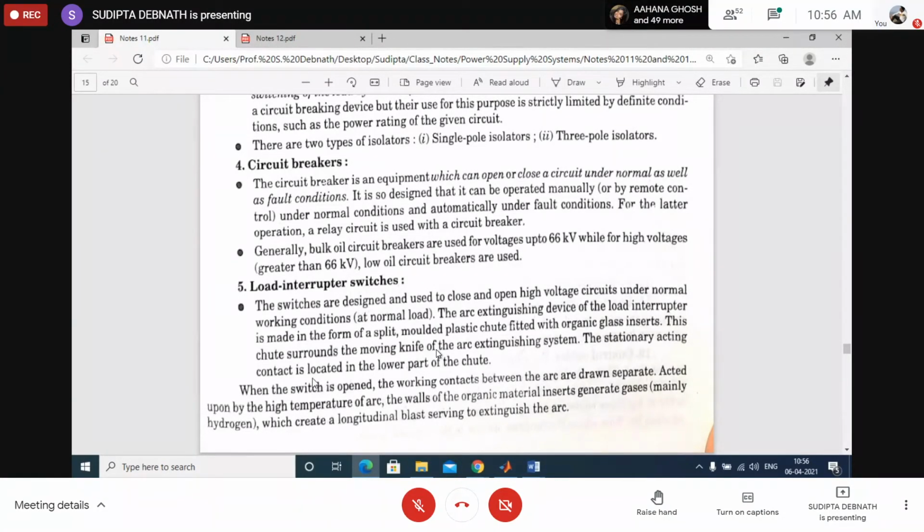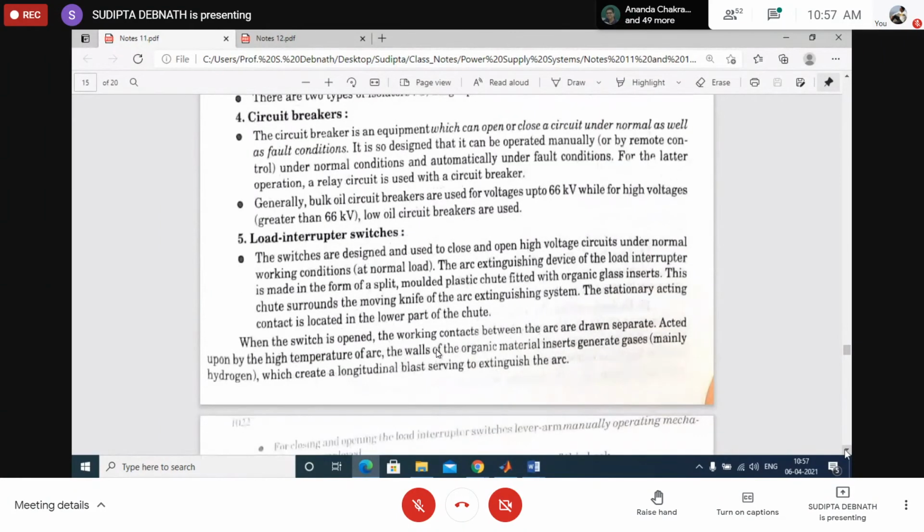The stationary acting contact is located in the lower part of the chute. You need not understand the actual operation because it is not possible, and I don't think this elaborate discussion is required for this part. Only you remember that lots of splitters are provided, okay, for splitting the arc so as to extinguish the arc quickly. Okay.